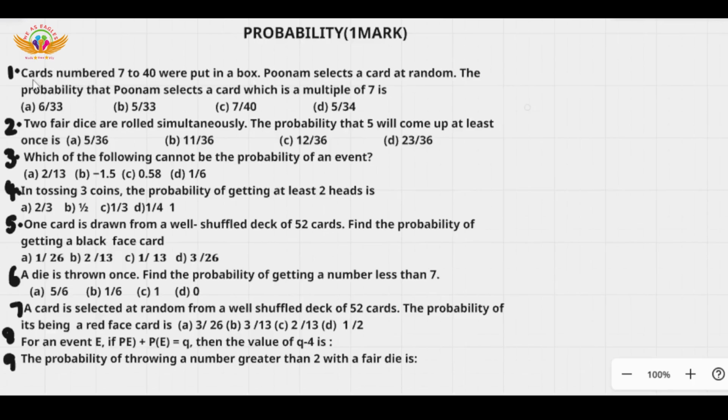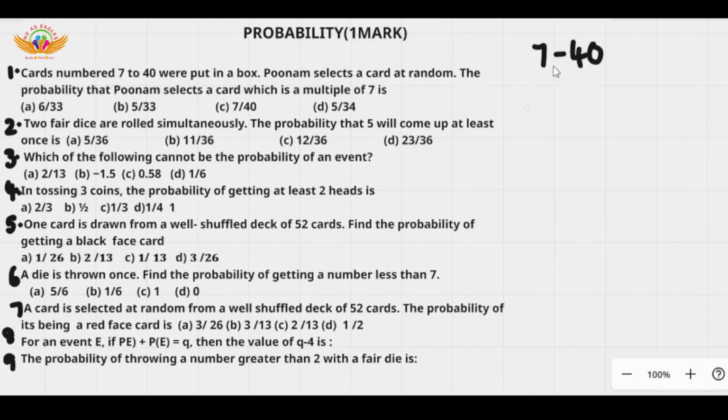All right, the first question here is given as the cards numbered 7 to 40 were put in a box. Poonam selects a card at random. The probability that Poonam selects a card which is a multiple of 7. So they are telling that there are cards, 7 to 40, put in a box. So from 7 to 40 there are cards. Okay, so you have to include the number 7 and also the 40.